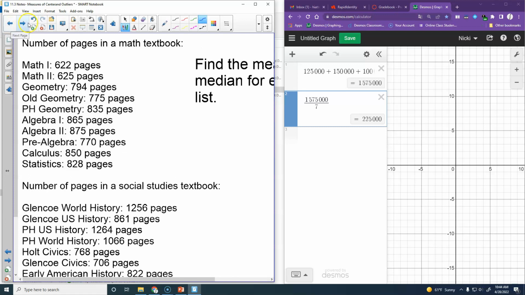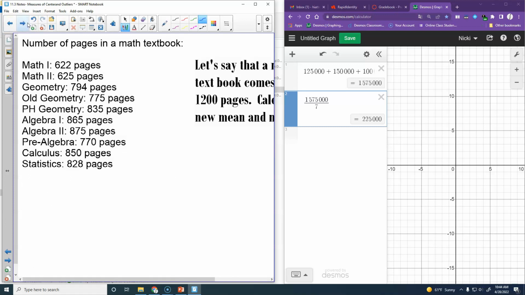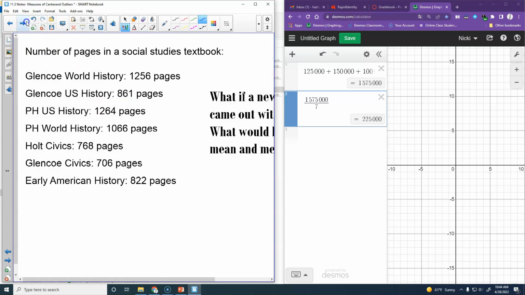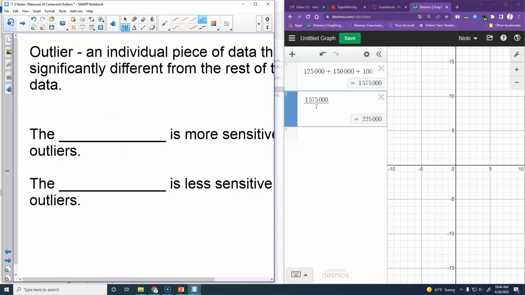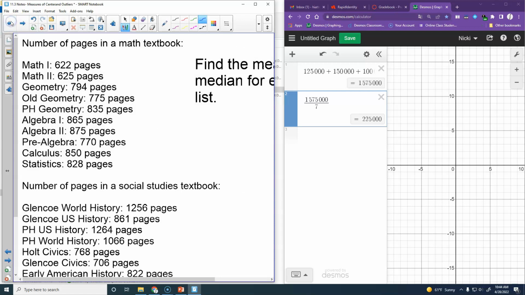Let's see. Okay, that's different. Let's look at... All right, so for these two, I'm going to cut my screen off while I do this. I want you guys to find the mean and the median for this set of data. Okay? So, mean and median. Look at math books first, and then look at history books next.